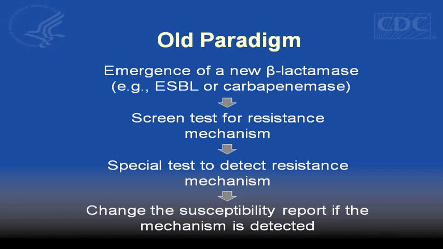And then if that special test were positive, you would either change the susceptibility results for the drugs, or add a comment to the report saying this isolate has a resistance mechanism. Now this was really meant to be a stopgap measure, a short-term solution to susceptibility testing with these new resistance mechanisms. The long-term solution was to modify the breakpoints in response to these new resistance mechanisms. For cephalosporins, that took a long time. For carbapenems, it took a much shorter time.